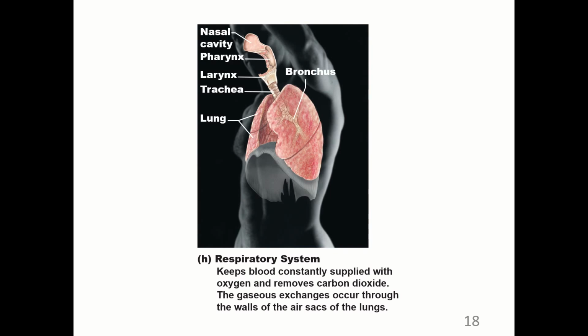The respiratory system keeps blood constantly supplied with oxygen and removes carbon dioxide. The gaseous exchanges occur through the walls of the air sacs called alveoli.